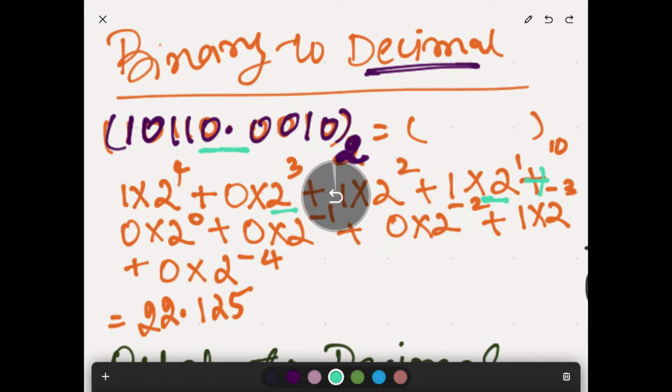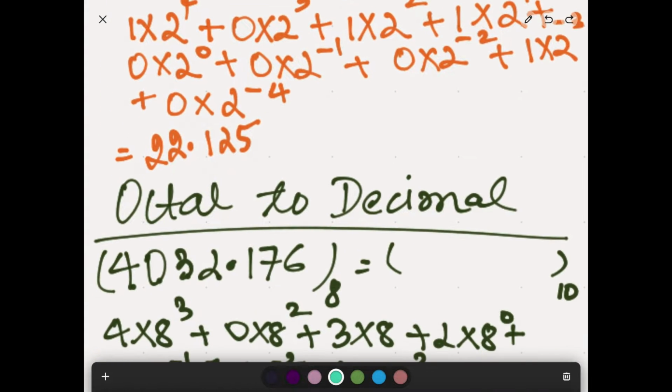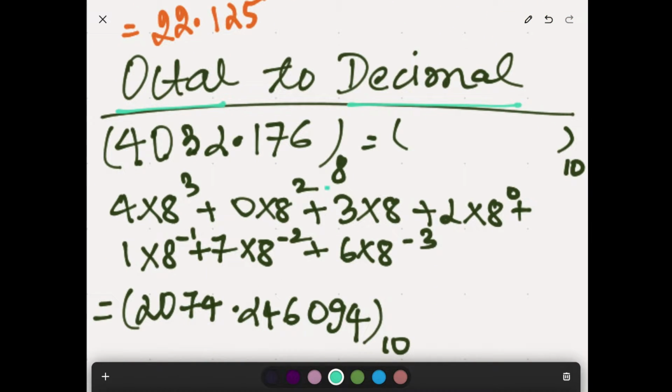Using the calculator, the answer for this comes out to be 22.125. This is a very simple calculation. Moving on, if we were to convert from octal to decimal, octal is base 8, decimal is base 10. So we are following the same technique.